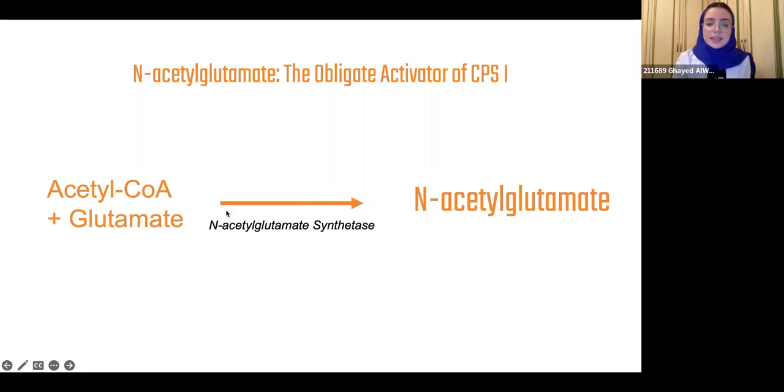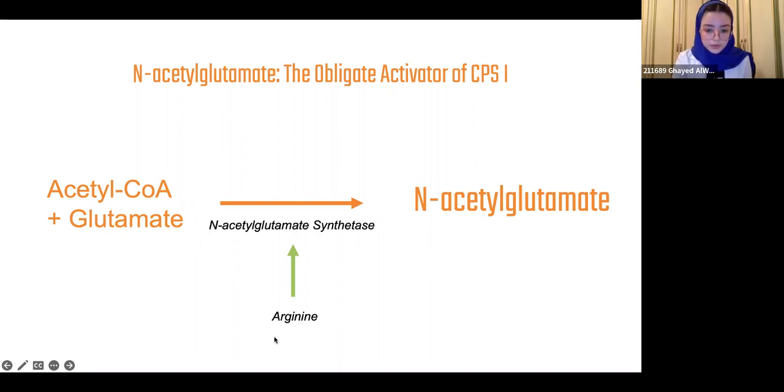Now, the twist is that this enzyme relies on another molecule in order to be active, in order to work, and that's arginine. So in summary, in order for us to have N-acetyl glutamate, it depends on two things. It depends on whether we have high levels of acetyl-CoA and glutamate, but also whether we have high levels of arginine, because N-acetyl glutamate synthetase requires arginine to make N-acetyl glutamate. So this is how we make the obligate activator of carbamoyl phosphate synthetase 1.